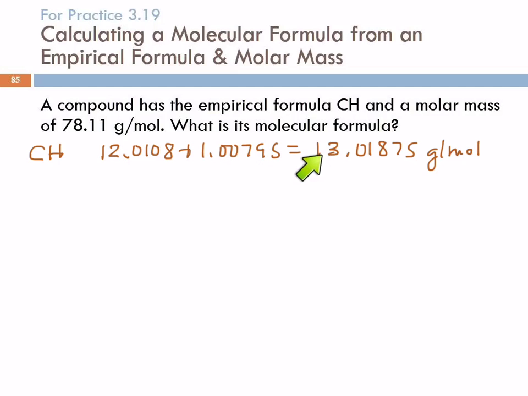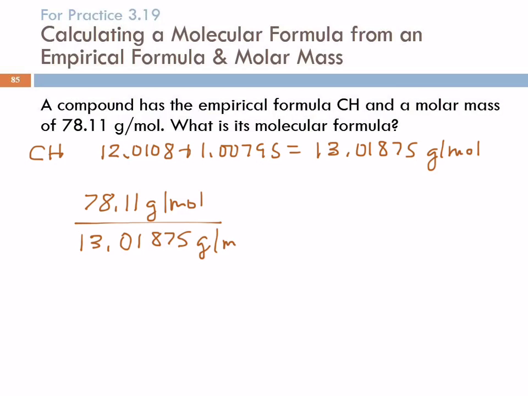Now, this 13 is not the same as 78. So this is not the molecular formula. We're going to take the molar mass that we were given, 78.11 grams per mole, and what we want to know is how many times bigger is it than our little 13.01875. So when I divide that, my calculator shows me that's 5.9998.